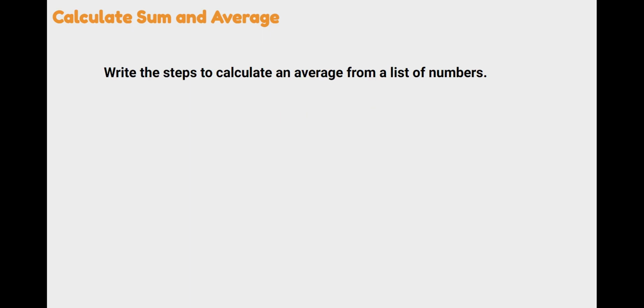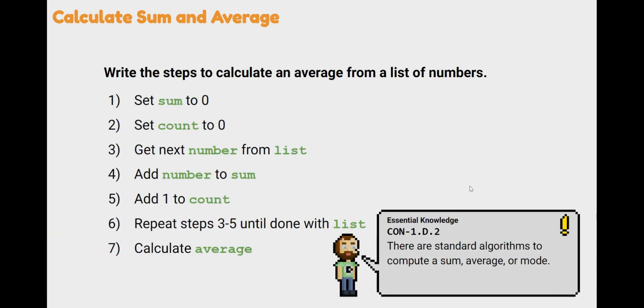Go ahead and write your steps to calculate the average from a list of numbers. We're going to set our sum to 0 because we need to add up all of the numbers. We also need to remember the count of how many numbers are in the list, so we're going to set our count to 0 as well. We're going to get the next number from the list. We're going to add the number to the sum, and we're going to add 1 to the count so we can keep track of how many numbers we have.